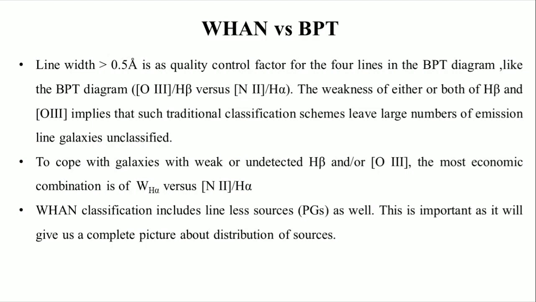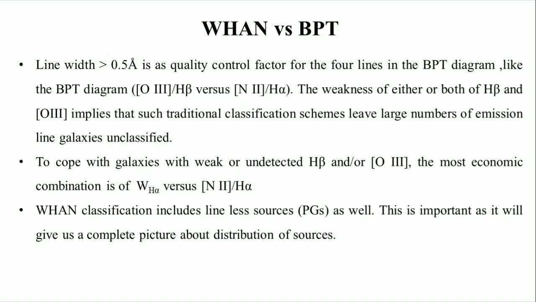So this is where the WHAN diagram is better, because we only have to detect two lines, and since N2 and H alpha are the strongest lines, all the others will obviously be weaker than this. So the most economic combination is to use the width of H alpha versus N2 by H alpha. So this is one way the WHAN diagram is better than the BPT classification.